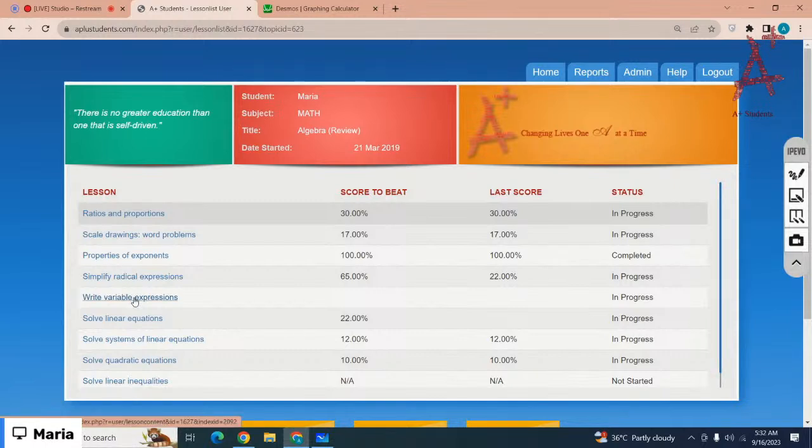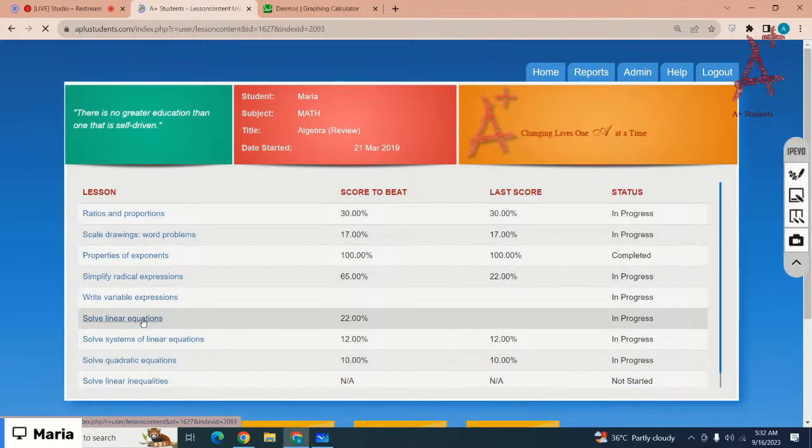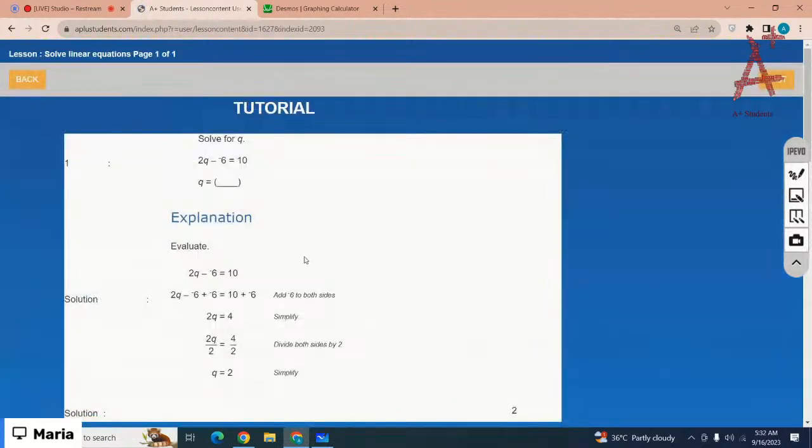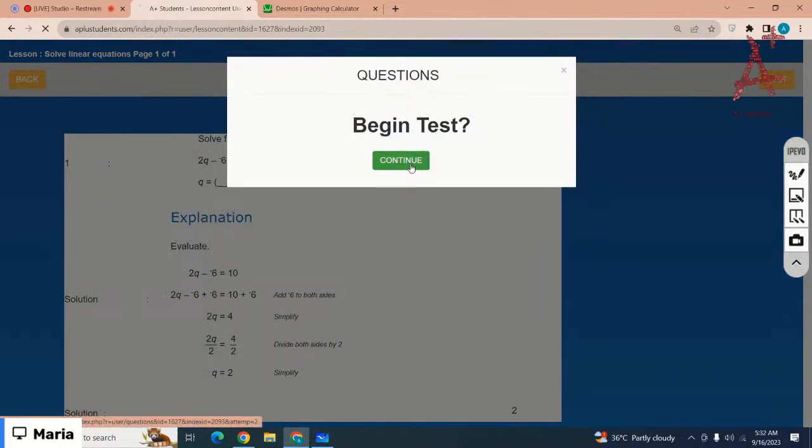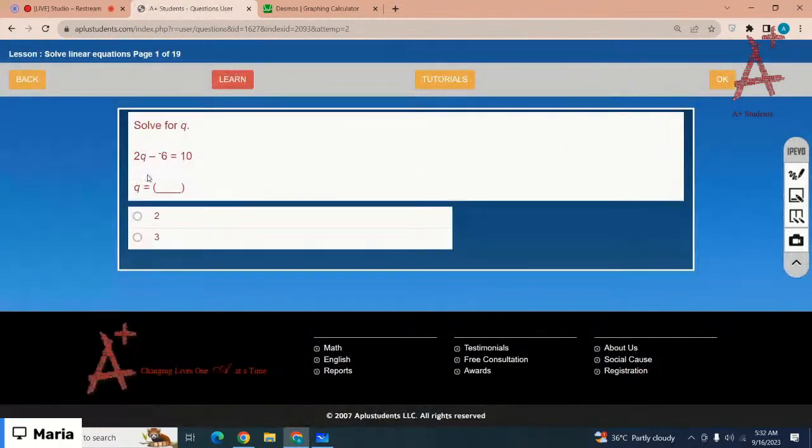Okay, the next one is solve write variable expressions. You can do variable expressions on your own. They are very easy. So let's just solve linear equation. They are also very easy, but we have to do a quick review. So let's just do some of the examples. Okay, the first one is 2q minus negative 6 equals 10. So which is the correct option?